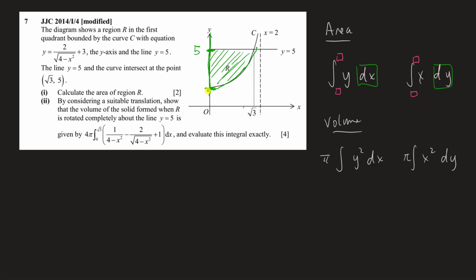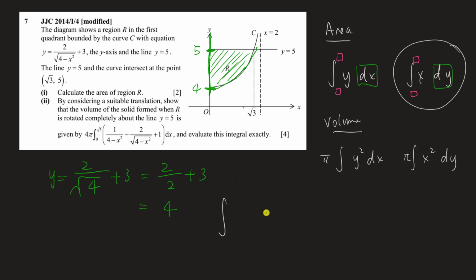For this point here, you have to go to your formula and find out what the y-intercept is. In other words, find out the value of y when x is 0. So y equals 2 over root 4, plus 3. This will be 2 over 2 plus 3, which is just 4. So you'll be choosing this formula here because I'm integrating with respect to y, using the y-axis as the basis. So integrate x dy from where to where? From 4 to 5. What is x?